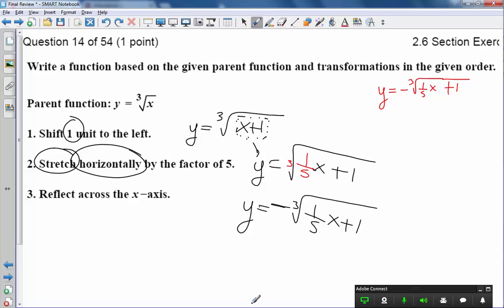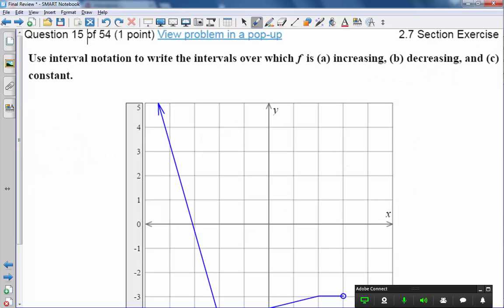Any questions? Alright, moving on. 2.7, the next section.